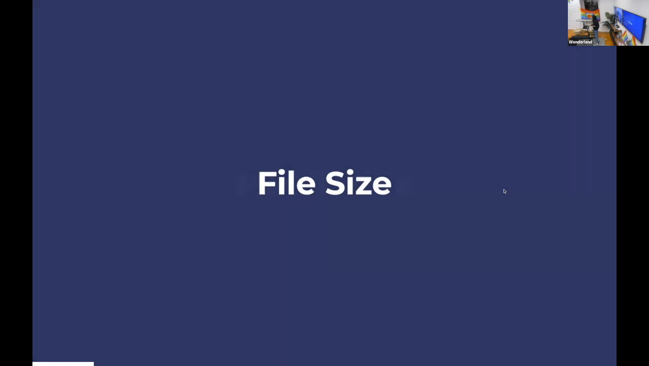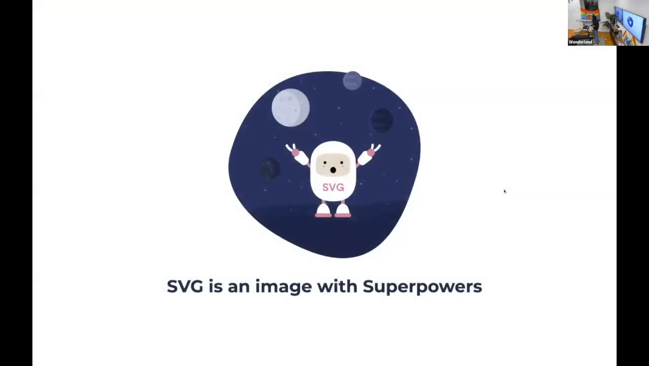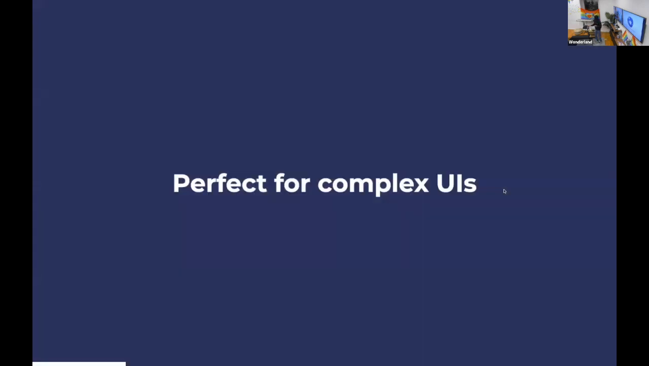the SVG file will be much smaller. And the best thing about SVG is that it's modifiable, because it's code, it's not like the other images. So with the SVG, you can go there and change properties. You can change whatever you have there with CSS and JavaScript. So you can do a lot of things like animations. And this is my own definition of an SVG: it's an image with superpowers. And it's perfect for complex UI.